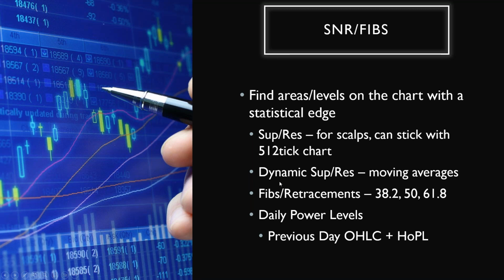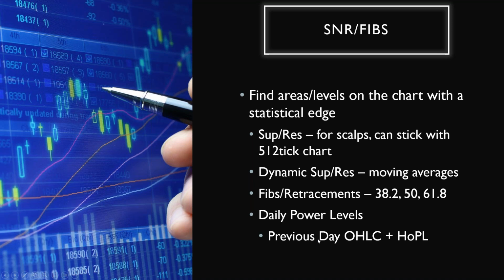So, dynamic support and resistance, moving averages. I primarily rely on a short and a long moving average on my 512 tick chart and a VWAP. And we'll get into details on that. And then fib retracements, otherwise known as retracements, the 38.2, the 50, and the 61.8. We see those levels hold over and over again. So I find those important to be aware of when I'm mapping everything out on the market.